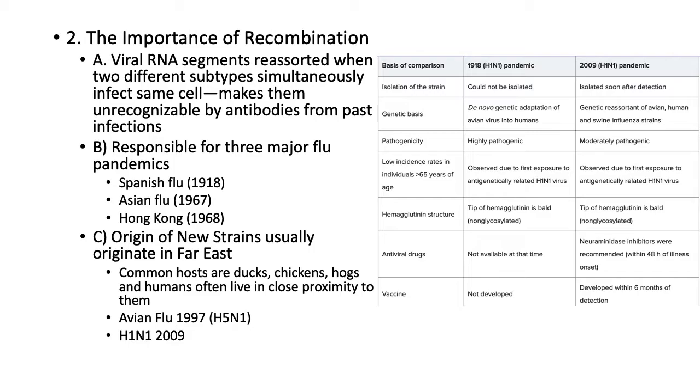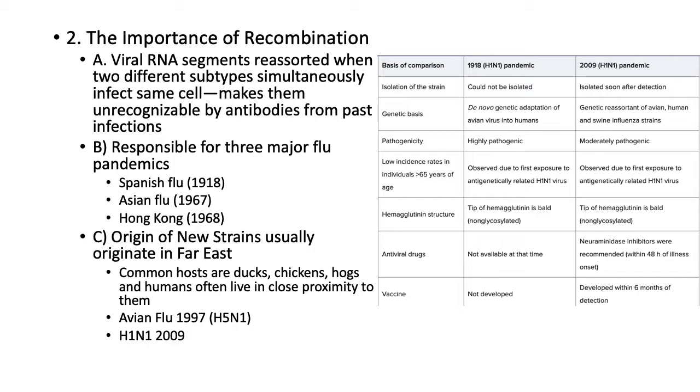cropped up. There's a book about the Spanish flu, and it's actually pretty good. It talks about how the first case in the United States actually happened in Kansas at a military base, and then how it spread out. It's actually a really, really good book.